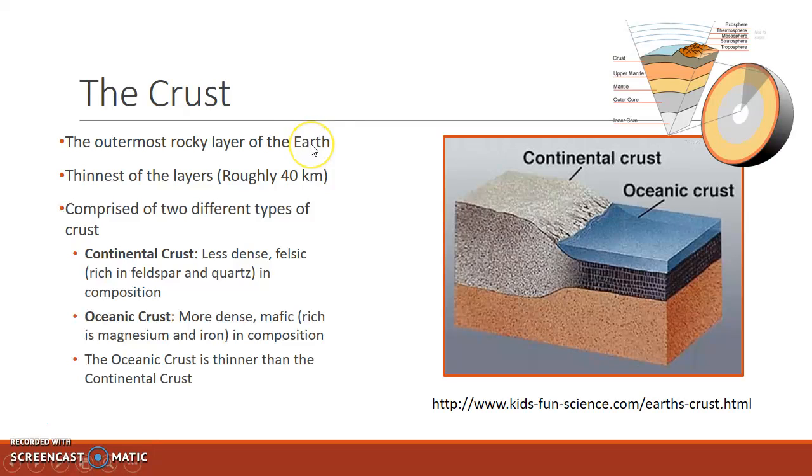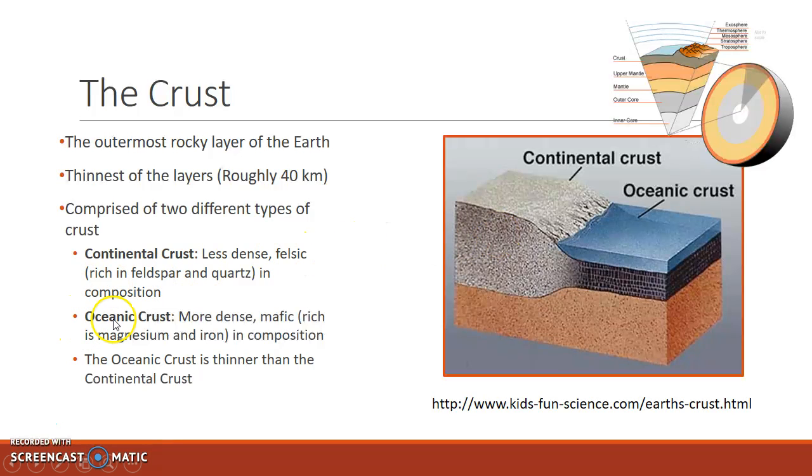So the first layer we're going to talk about is the outermost rocky layer of the Earth, which is the crust. It's the thinnest of all the layers. It's roughly 40 kilometers deep on average, and it's comprised of two different types of crust. We have continental crust, which is what we live on, which is less dense. It's felsic, which just means it's rich in feldspar and quartz.